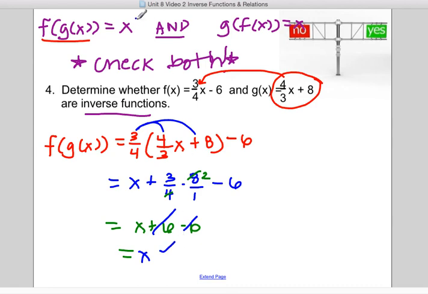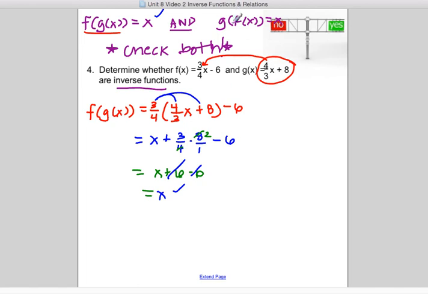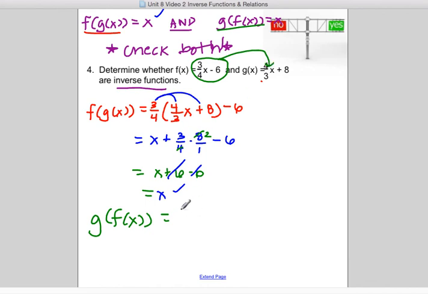So there's my first thing. I did this. Now I need to go ahead and do it again. This time I need to do g of f of x. We need to check that one. So we're going the opposite way. We're taking our f of x function, plugging it into g. So we're taking all this, plugging it into here. So we have 4 thirds, 3 over 5x minus 6, plus 8.